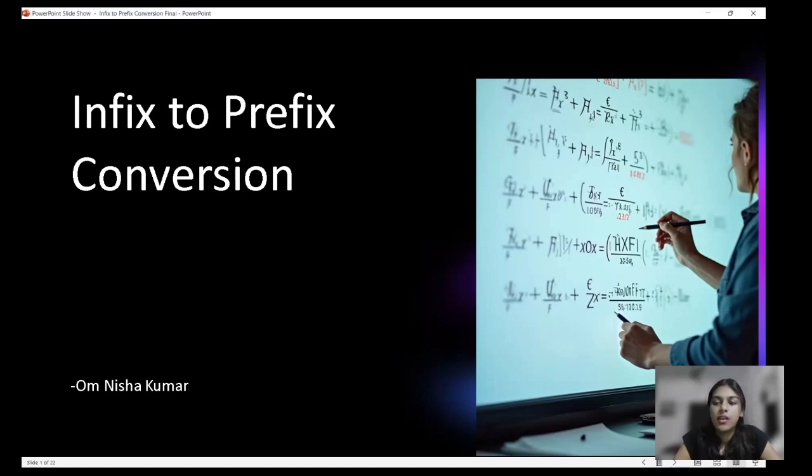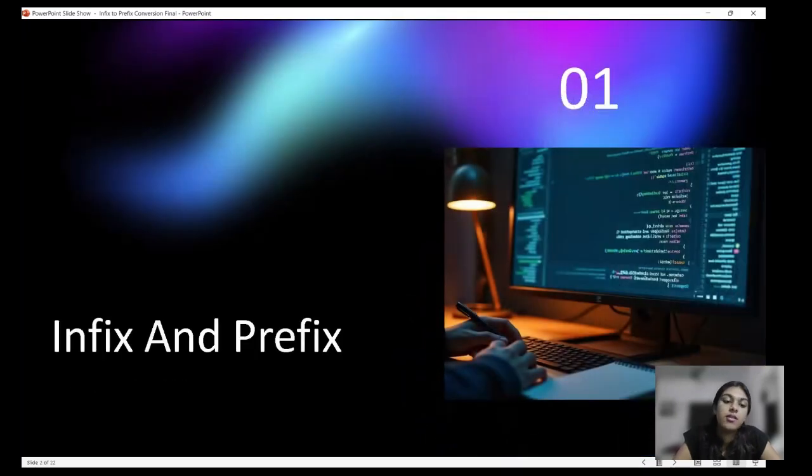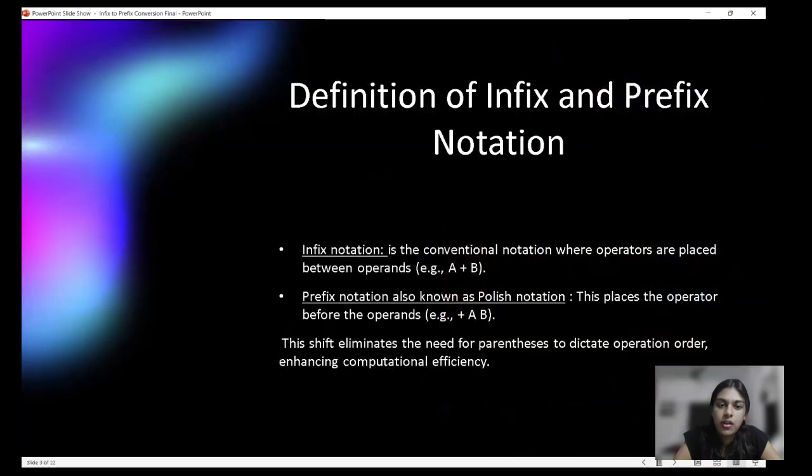Converting an infix notation to a prefix notation. The first thing we will learn is what exactly an infix and a prefix notation are. By definition, an infix notation is the conventional notation where operators are placed between the operands. For example, a plus b. Here, plus is the operator and a and b are the operands.